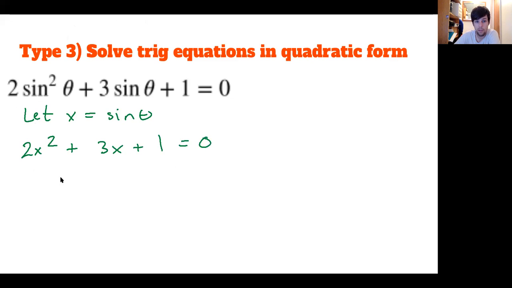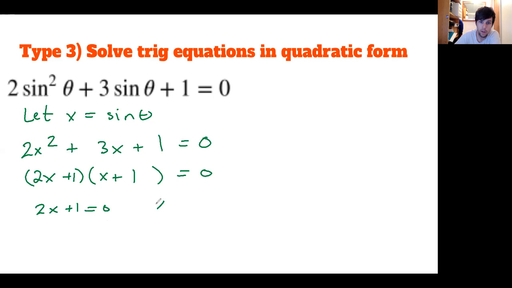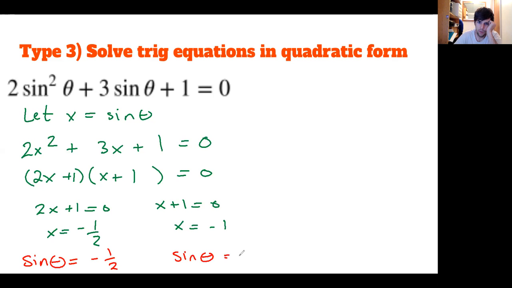So that's what we get. Factoring this trinomial, it should factor into 2x plus 1 and x plus 1. Very, very similar factoring. Again, using our zero product property, we can solve this. For this one, we get x equals -1/2 and x equals -1. So pretty similar solutions, though our function this time is sine. Once we undo our substitution, we end up with sine theta equals -1/2 and sine theta equals -1.